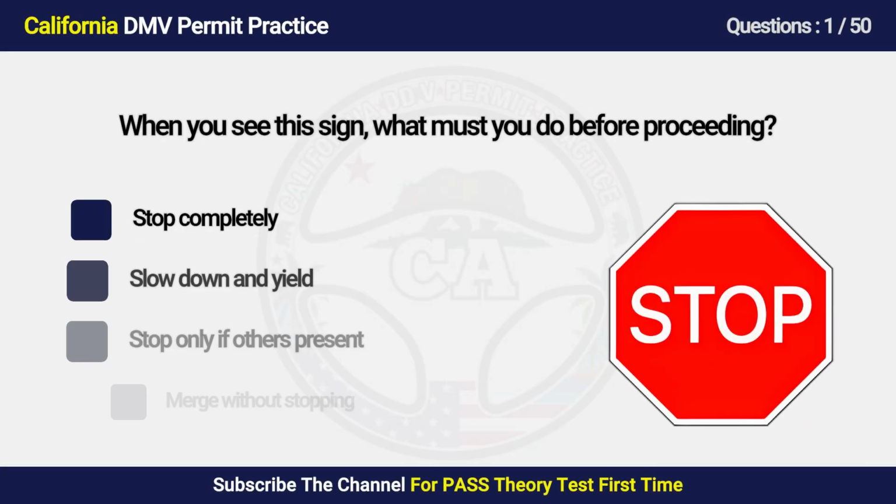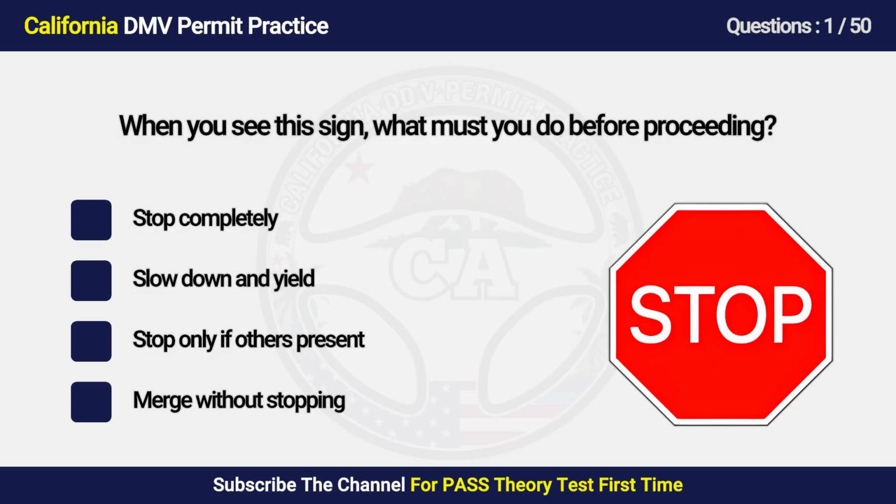Question 1. When you see this sign, what must you do before proceeding? A. Stop completely. B. Slow down and yield. C. Stop only if others present. D. Merge without stopping.